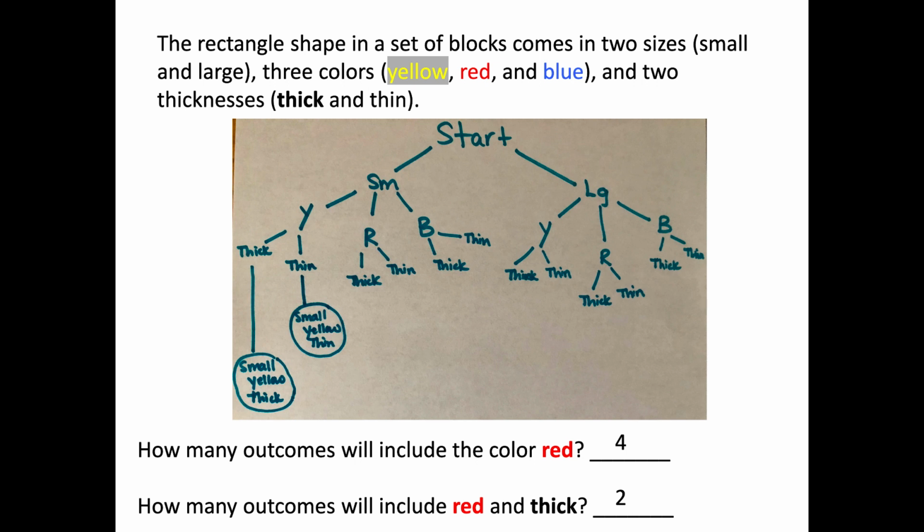What are the chances that I pull out a rectangular shape that would be red and thick? Well, we know that there are 2 out of 12 total ones, and that's where we're going to move to next in our probability unit. Make sure you have your notes completed.